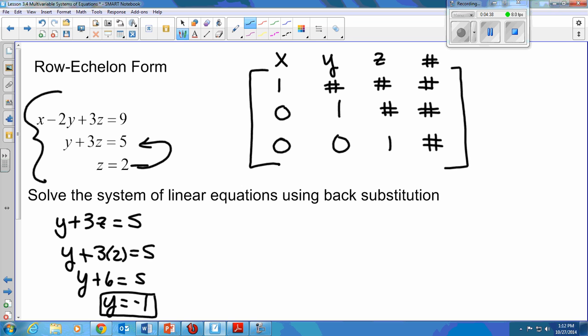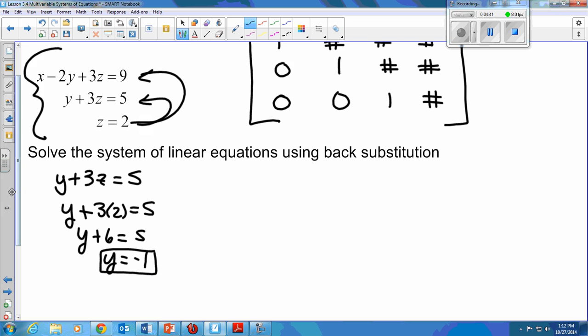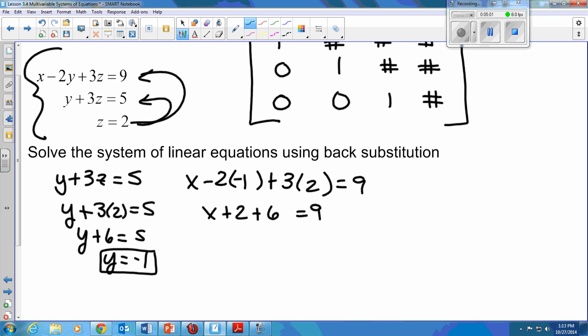Then I go back again, and I go to the x, y, z equation, but now I have y and z. So where I have x minus 2 times y is -1, plus 3 times z, but z is 2, equals 9. And I go back until I've solved for all the variables. So x plus 2 plus 6 is 9, or x plus 8 is 9, or x equals 1. So for this system that's already in row echelon form, your x, y, z point would be 1, negative 1, 2.